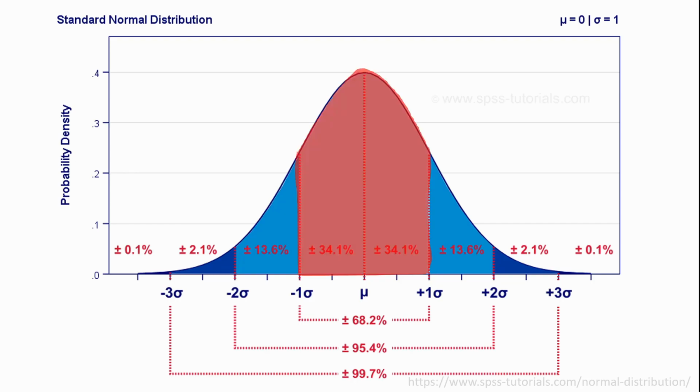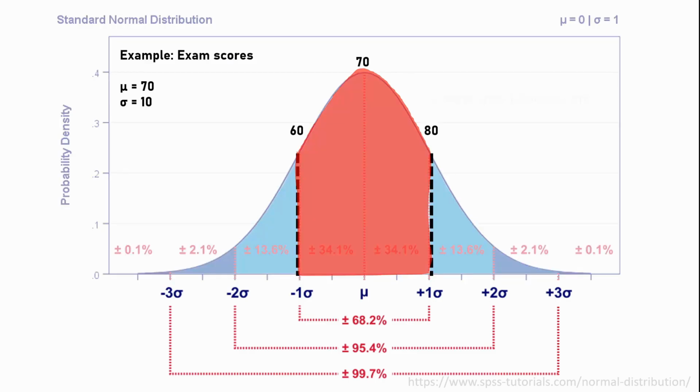For example, 68.2% of all possible outcomes will fall within one standard deviation of the mean. See these shaded areas? 34.1% on one side of the mean, 34.1% on the other, equals 68.2% within one standard deviation above or below the mean.